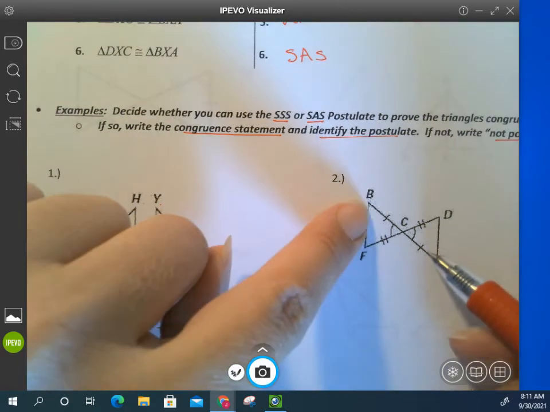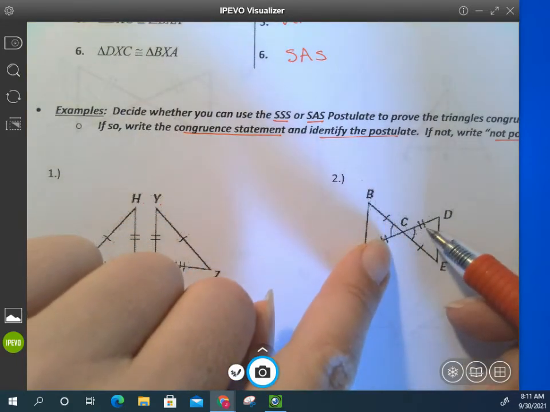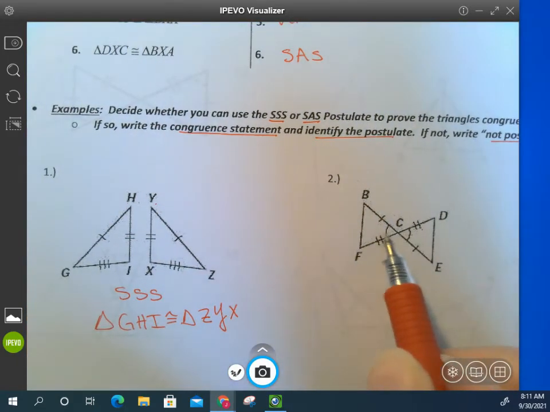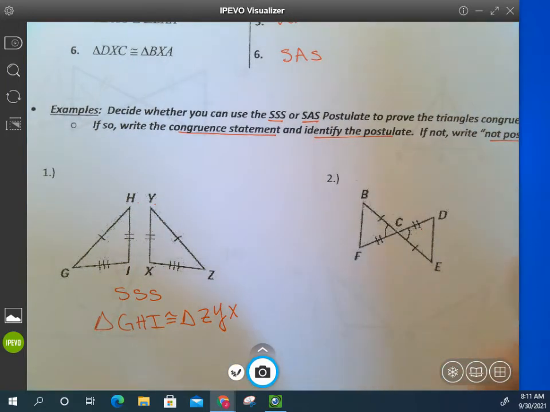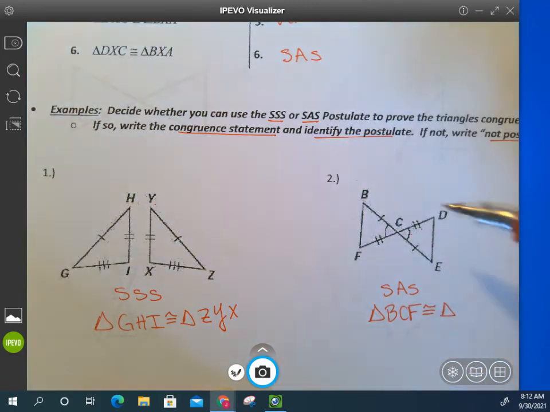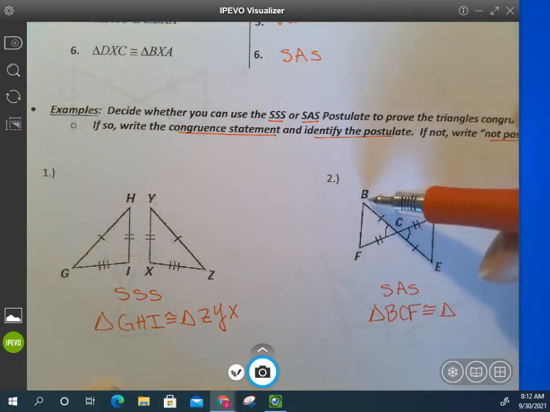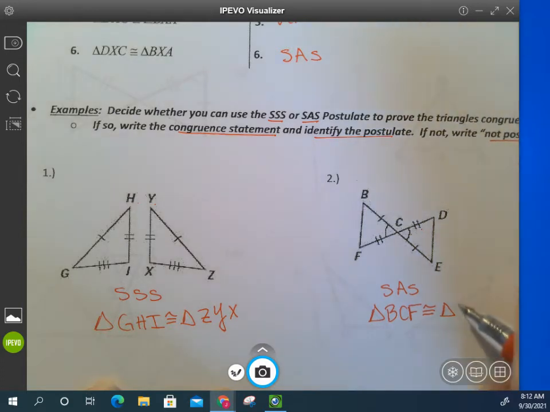Do you notice that I know a side, an angle, and another side? This is considered an included angle, isn't it? So it is side, angle, side. And we would say triangle, I'll go with BCF, is congruent to triangle what? Okay, I started with B, which has the 1 tick mark in here. So I'm going to go to E.